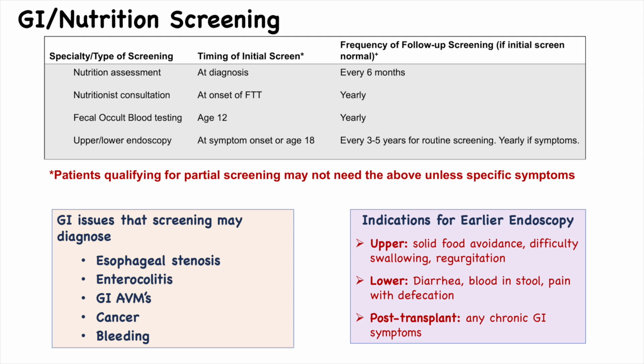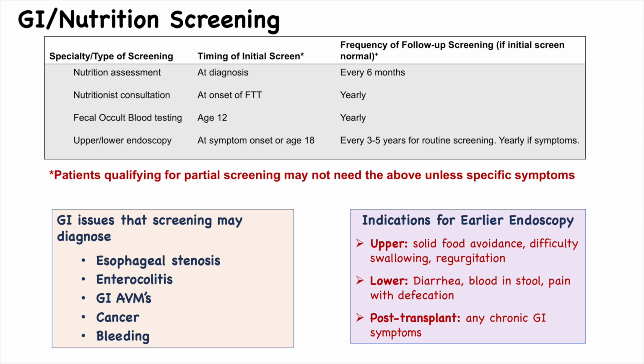All right, GI and nutrition screening. This really is highly dependent upon symptoms. There are a couple of evaluations that are thought of as standard. Fecal occult blood testing starting at age 12. Upper and lower endoscopies at symptom onset or age 18 and repeated every few years. GI issues that screening can diagnose include a variety of things. So stenosis or narrowing of the esophagus, inflammation of the gut, which is enterocolitis, arteriovenous malformations in the GI tract, cancer, and of course bleeding.